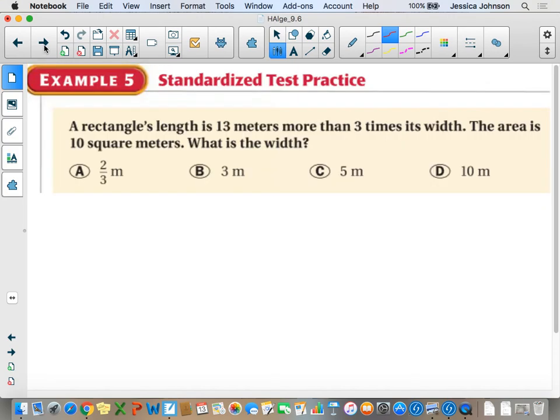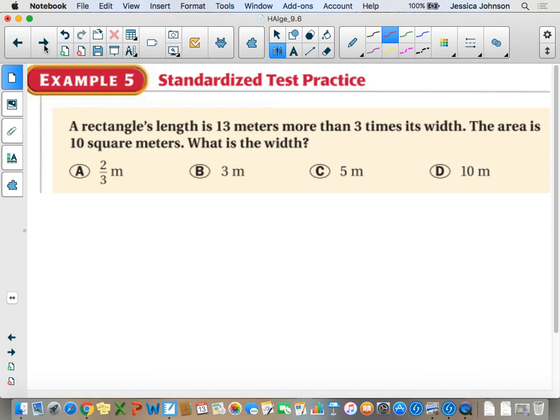Okay, and we're going to do one word problem. So here's our word problem. It says a rectangle's length is 13 meters more than 3 times its width. The area is 10 square meters. What is the width? Okay, so a rectangle's length is 13 meters more than 3 times the width.